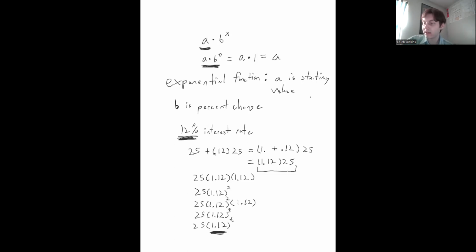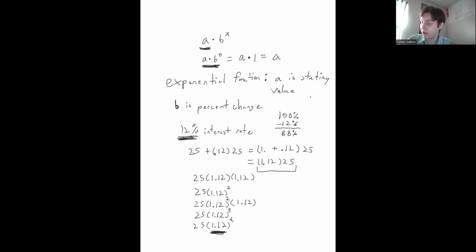Now let's say instead that we had something that was decreasing by 0.12. Now, instead of being 112%, if we were decreasing, then at every point in the year, our change would be that we would be at 88%. That is, if you're losing 12%, you are left with 88%.